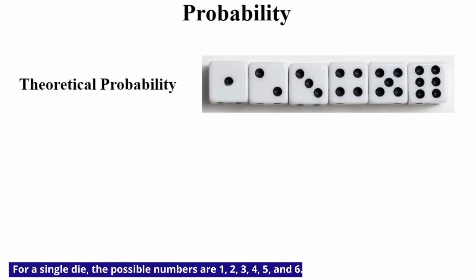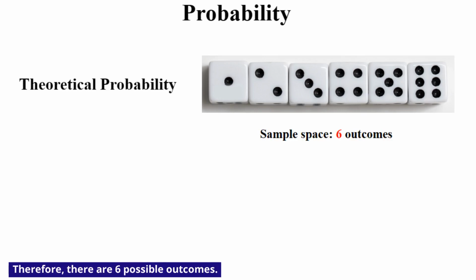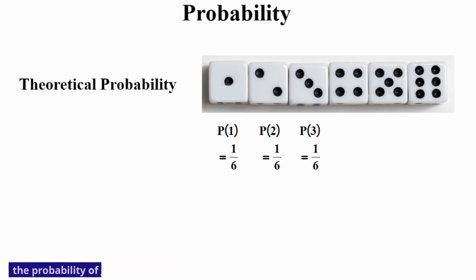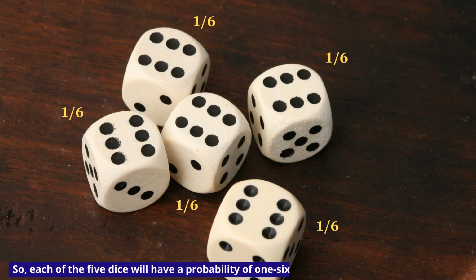For a single die, the possible numbers are 1, 2, 3, 4, 5, and 6. Therefore, there are 6 possible outcomes. The probability of getting 1 is 1/6. The probability of getting 2 is 1/6. The probability of getting 3 is 1/6. The probability of getting 4 is 1/6. The probability of getting 5 is 1/6. And the probability of getting 6 is also 1/6. So, each of the 5 dice will have a probability of 1/6.